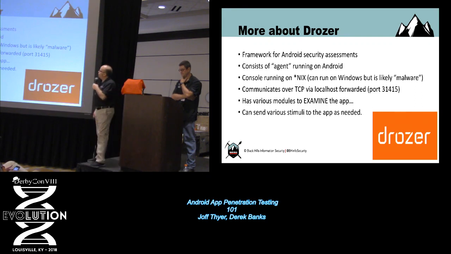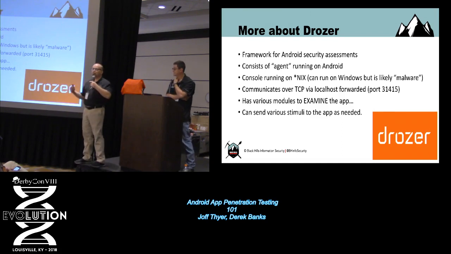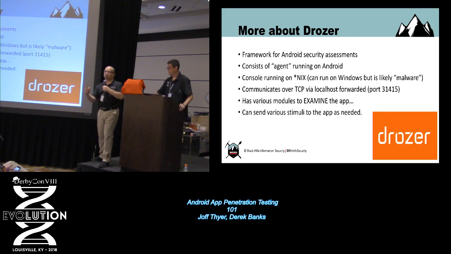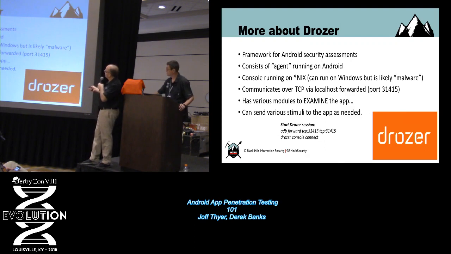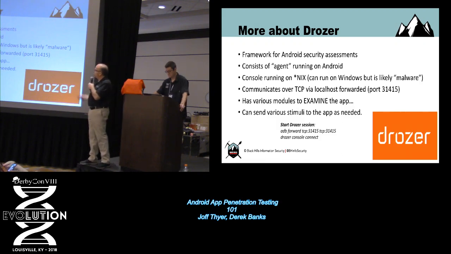The other thing about Drozer, it has various modules to examine the application itself. We can send these intents with Drozer. We can stimulate an app with a broadcast. We can stimulate a service by saying start service or stop service. We can actually send an intent to maybe enable some debugging functionality. That's interesting, right? So starting the Drozer session here, we've got an example, adb forward tcp:31415 tcp:31415.